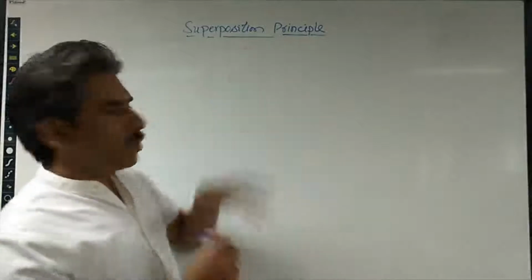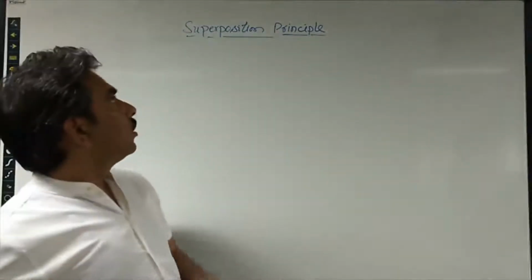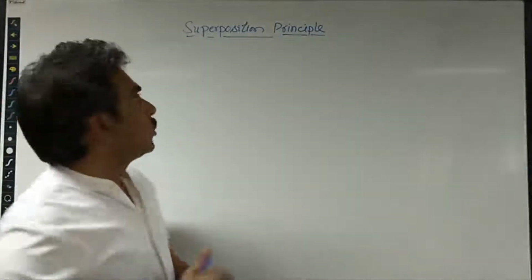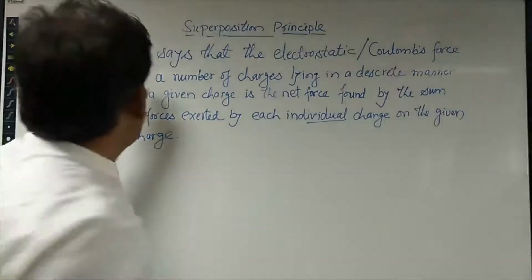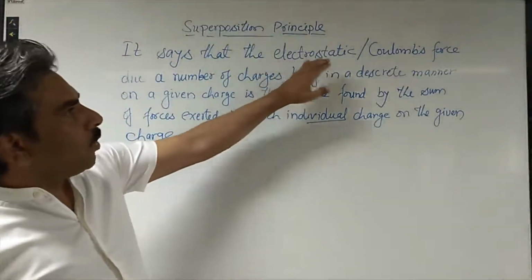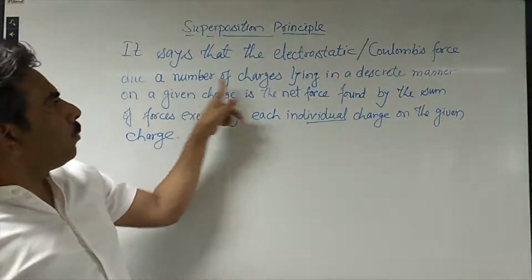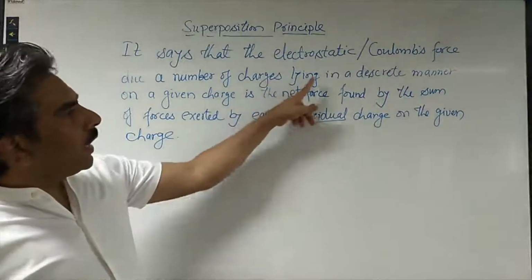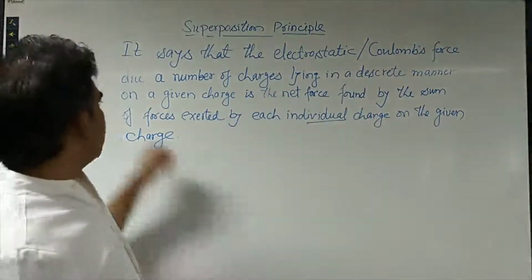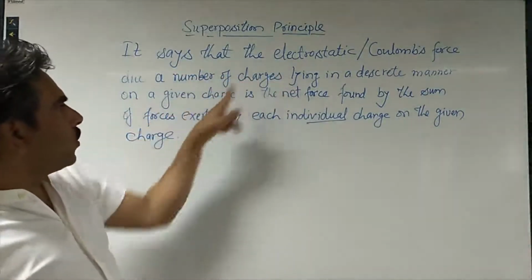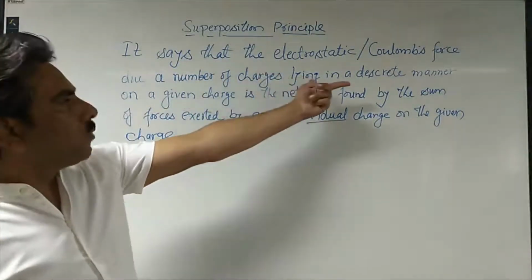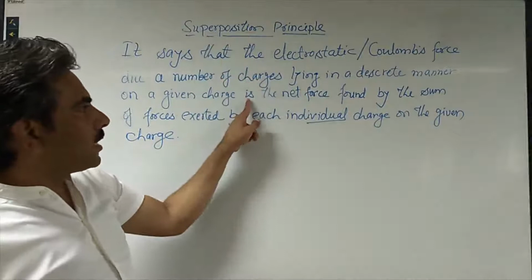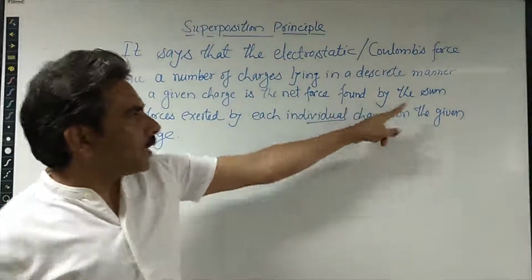So what is the superposition principle? First we try to understand the concept. Let me define it in a simple way. The superposition principle says that the electrostatic or Coulomb's force due to a number of charges, if we have a number of charges lying in space in a discrete manner, in any arbitrary manner, on the given charge, if we are trying to find the force on the given charge due to a number of charges lying in a discrete manner, then this electrostatic force, according to this principle, is the net force which is found by the sum.